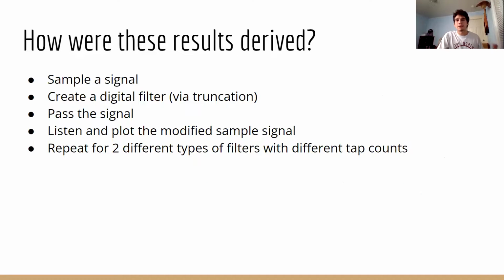So how do we even come across these results? Well, we took the original signal, sampled it, and then we created a digital filter based off a mathematical function and truncation. Then we pass this original signal through this function, and then we essentially listened to and plotted the modified sample signal. And then we repeated this for the different types of filters that we use.